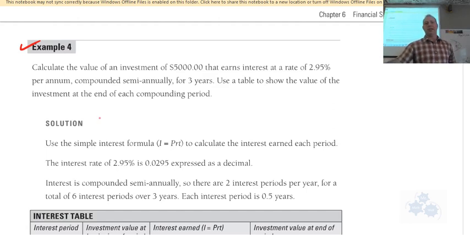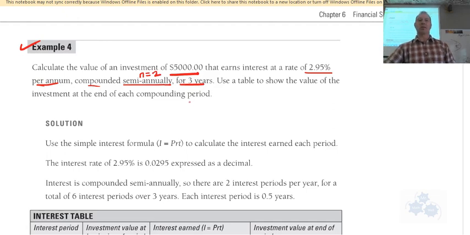It says calculate the value of an investment of $5,000 that earns interest at a rate of 2.95% per year, compounded semi-annually, so that's n equals what? 2. That's 2 times per year for 3 years. So there's going to be 3 times 2 compounding periods. There's going to be 6 compounding periods there. Use a table to show the value of the investment to the end of each compounding period.